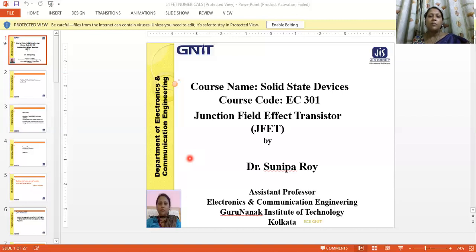Now we have to determine the source resistance, RS. So RS equals VGS by ID, that is 5 volt by 11.1 milliampere, that is 450 ohm.